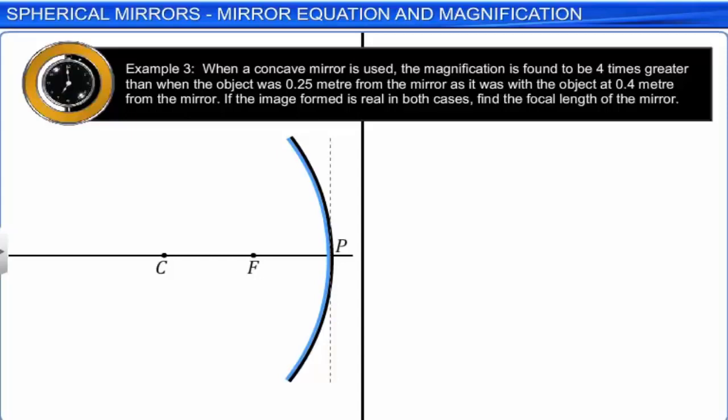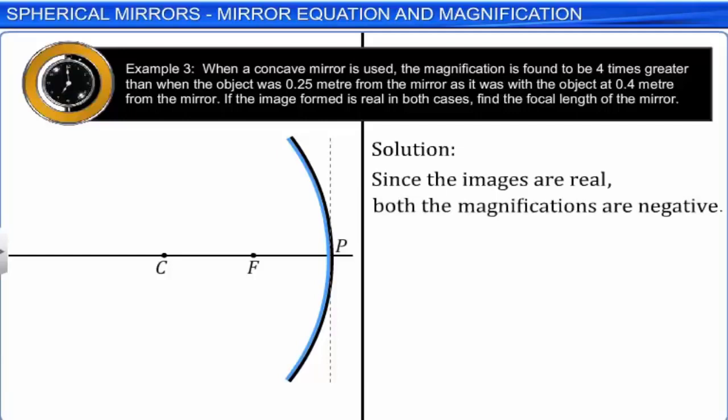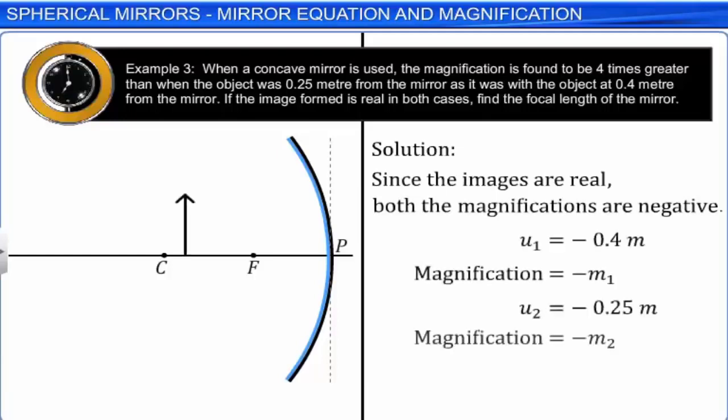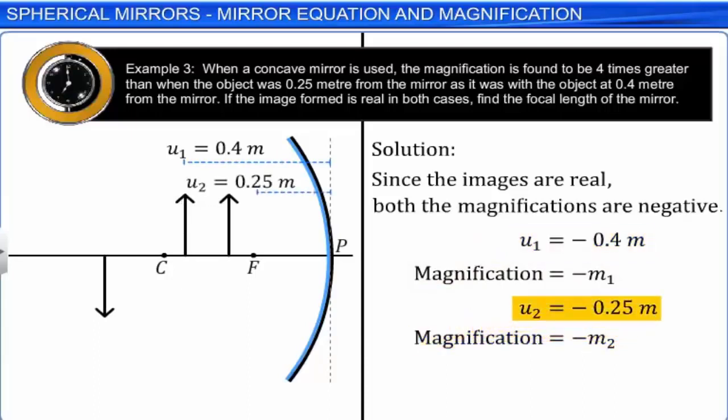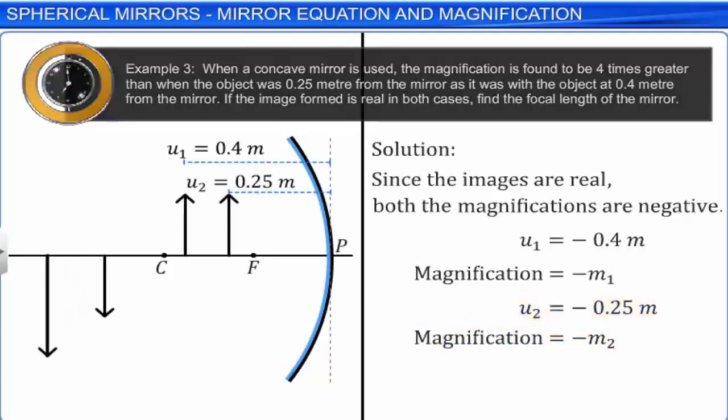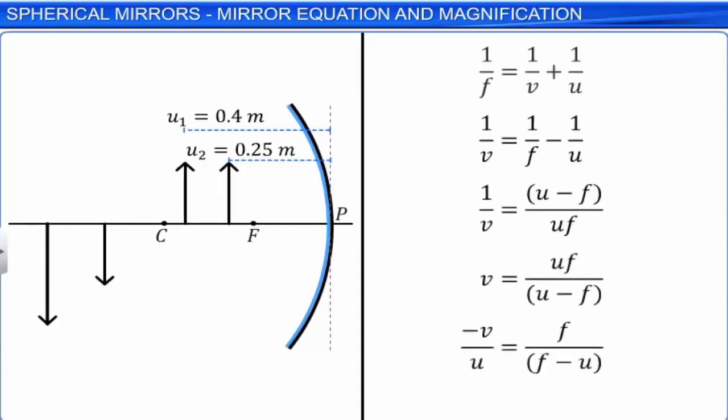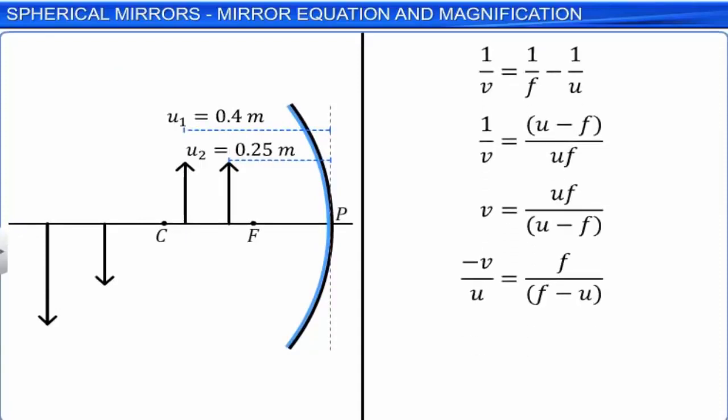Solution. Since the images are real, both the magnifications are negative. Let the magnification be minus m1 when the object is at a distance of 0.4 meter and minus m2 when the object is at a distance of 0.25 meter. On rewriting the mirror equation, we have m is equal to f divided by f minus u. Then, m1 is equal to f divided by f minus u1 and m2 is equal to f divided by f minus u2. Now we can write minus m2 is equal to 4 into minus m1.